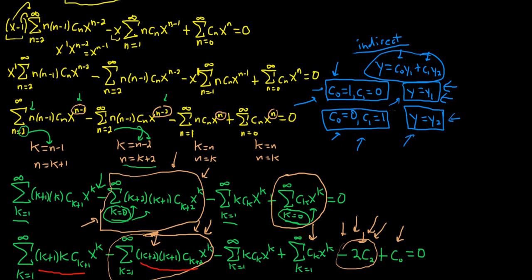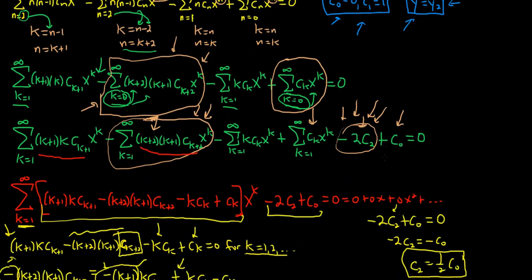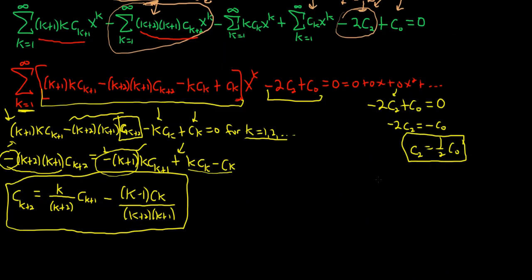So let's do it. Let's do the first one to find y1. So first, we'll do C0 equals 1, C1 equals 0. I'm going to underline this just so we have some organization. Now we have to find C2. But we can use this formula here. So C0 is 1, so when you plug in 1, you get 1/2 times 1. So you just get 1/2. I'm going to put that in a box.